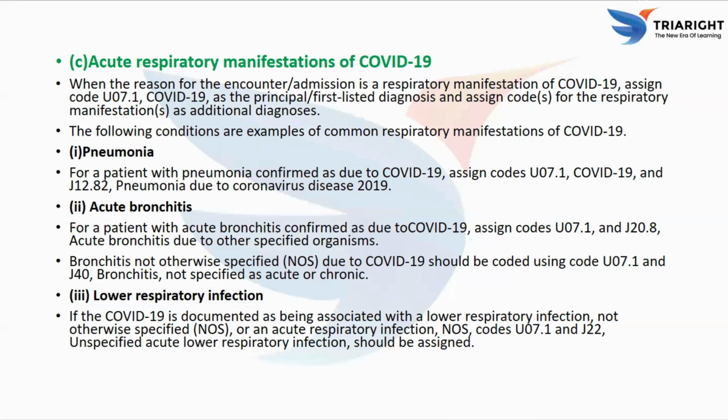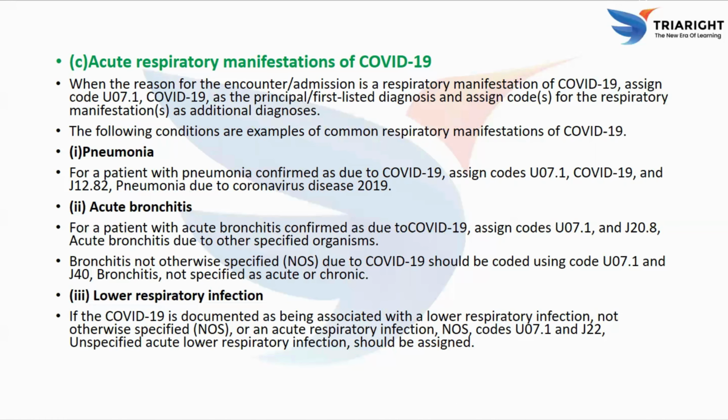Same in the case of lower respiratory infection. Sometimes the provider writes lower respiratory infection not specified, or acute respiratory infection not otherwise specified, and it is documented as due to COVID-19. So you have to assign the code U07.1, then J22 for unspecified acute lower respiratory infection. There is an example, like the documentation says lower respiratory infection due to COVID-19. So the codes are U07.1 and J22.